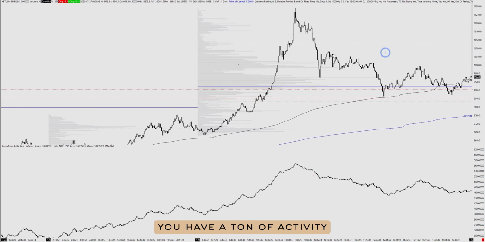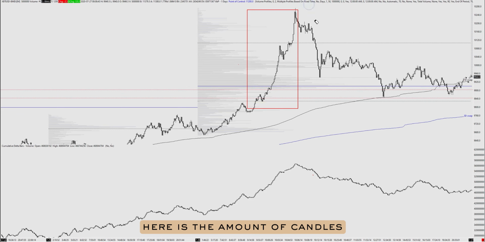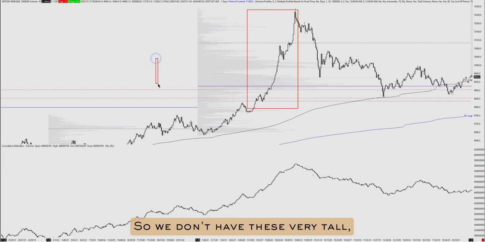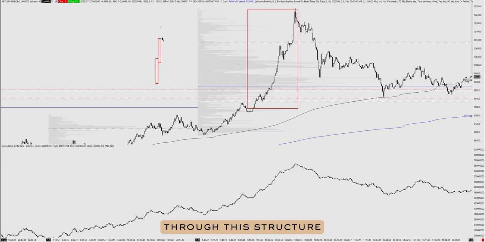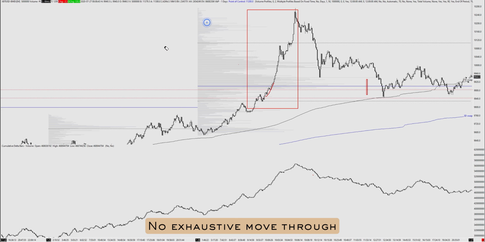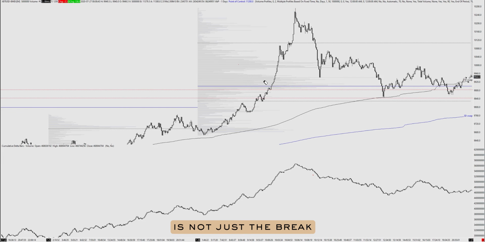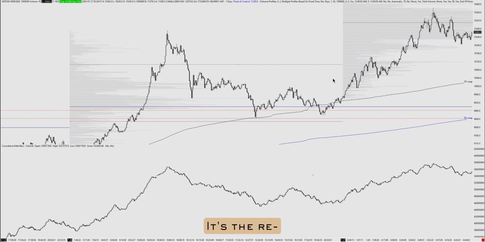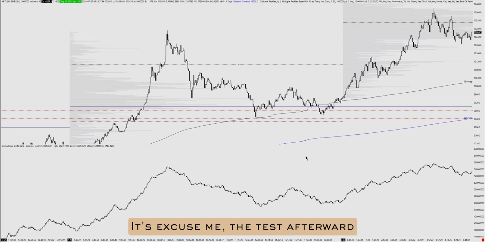So it's not just that you have a ton of activity. First sign back here is the amount of candles that we're printing through the level this time around. So we don't have these very tall, exhaustive candles through the structure. What we have is these very tight candles on the break. So very tight on the break, nothing like this, right? No exhaustive move through. Still, more importantly, it's not just the break, it's the test afterward.